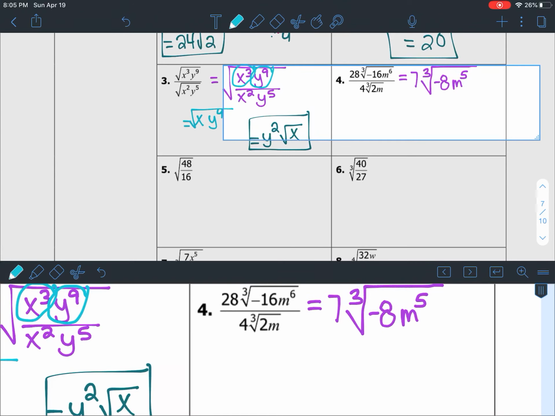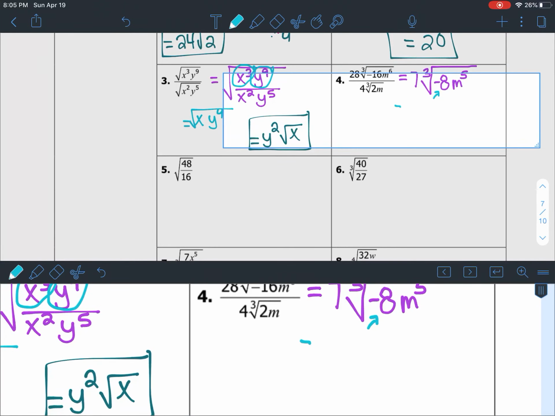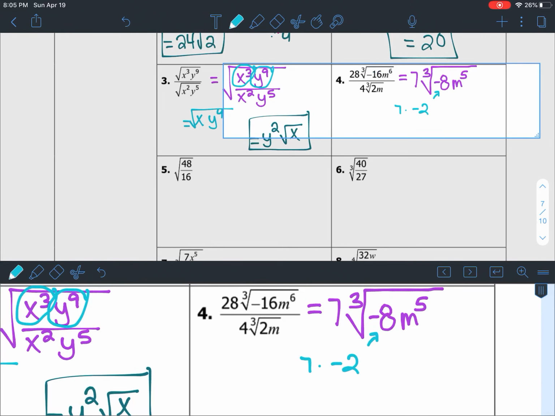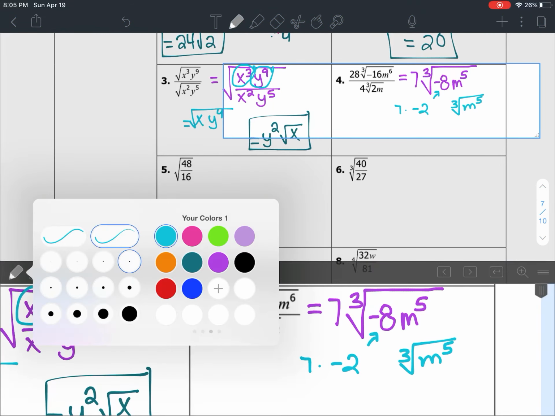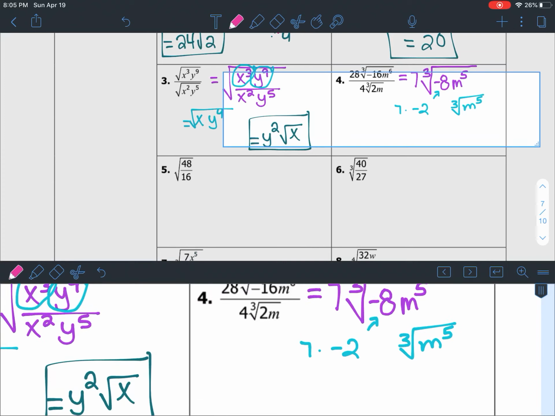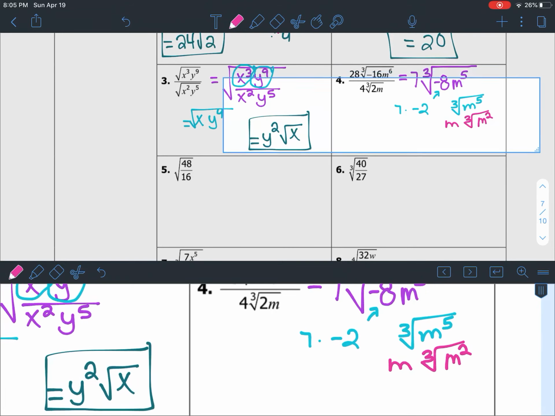So from here, I go ahead and I start to simplify. So this cubic root of negative 8, that's actually a perfect cube. So I'm going to have 7 times the perfect cube, which is negative 2. And then I need to think about this cubic root of m to the 5th and how many groups of 3 are in 5. How many groups of 3 are in 5? So there is 1 group of 3 in 5. So I'll have 1 come out and I'll have 2 stay in.